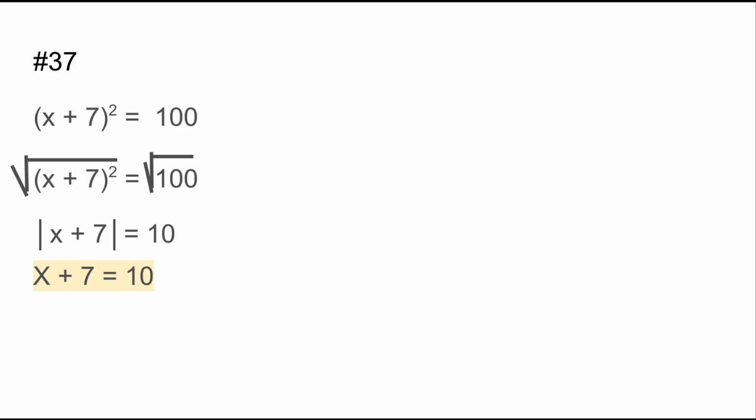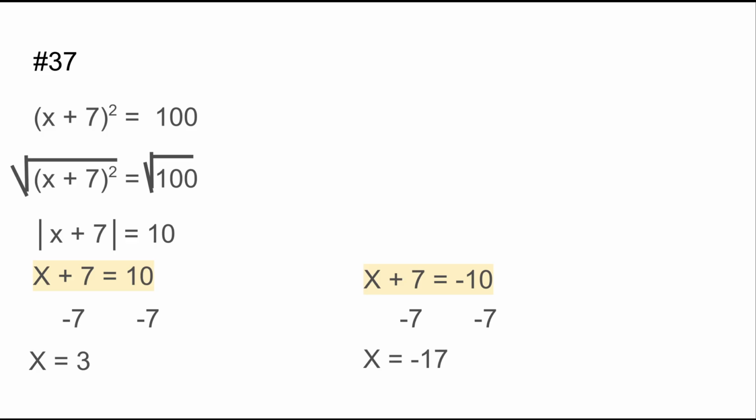And we're going to solve this twice, once for x plus 7 equals 10, and then once for x plus 7 equals negative 10. Okay? So we subtract 7, x equals 3. We solve it again, making x plus 7 equal negative 10. Subtract 7, x equals negative 17. This has two solutions, 3 and negative 17.